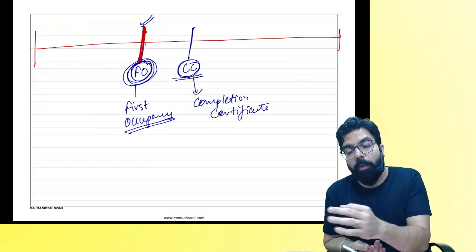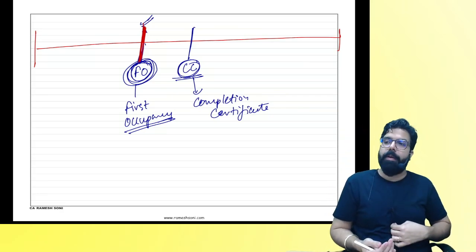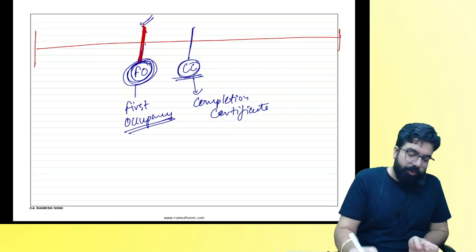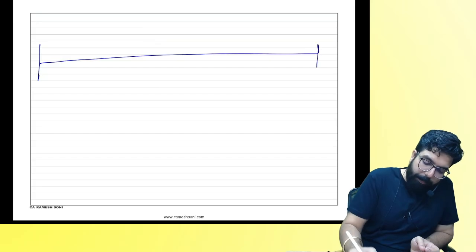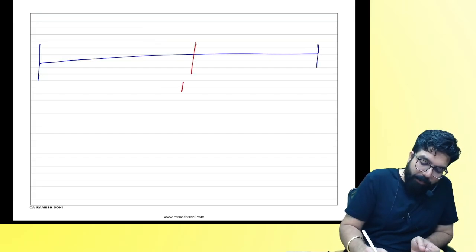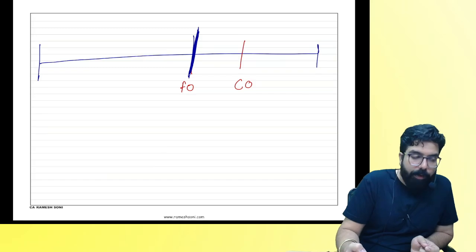Now tell me one thing. What is your cutoff date? First occupancy or completion certificate? Whichever is earlier. Chalo. I'll ask you one question now. People over here. This is my first occupancy. This is my completion certificate. Which is earlier? Which is your cutoff date?